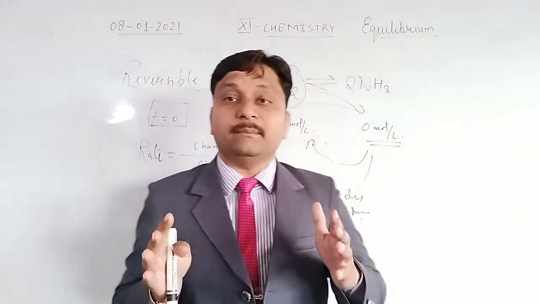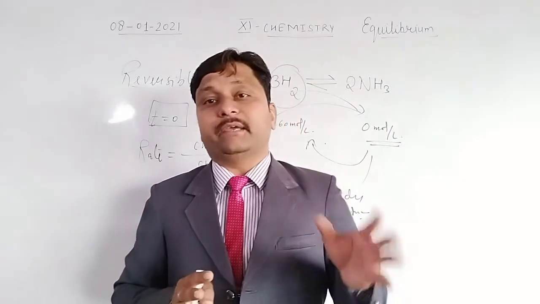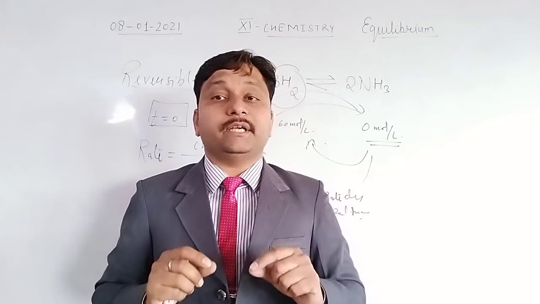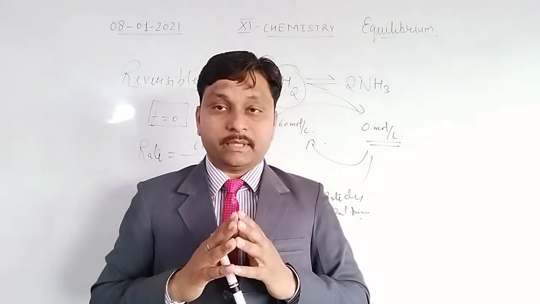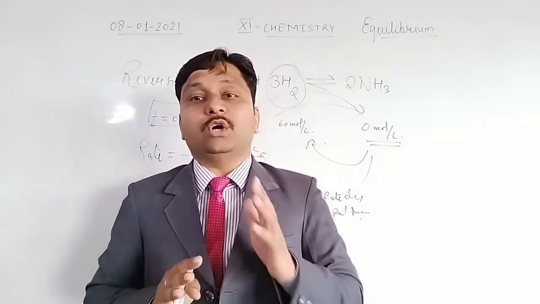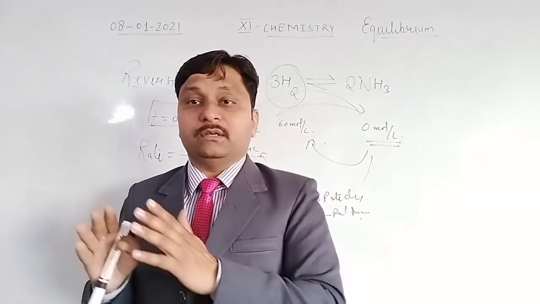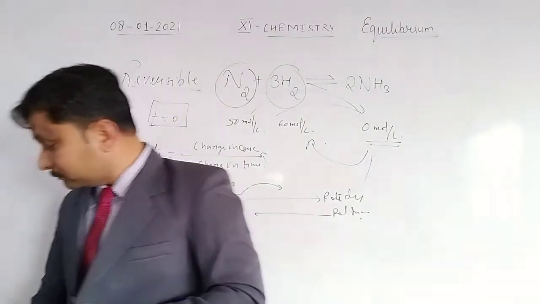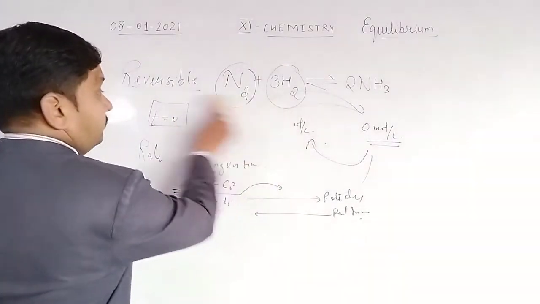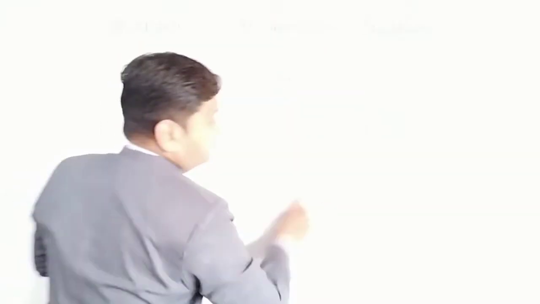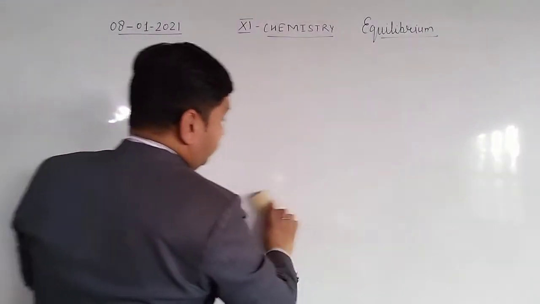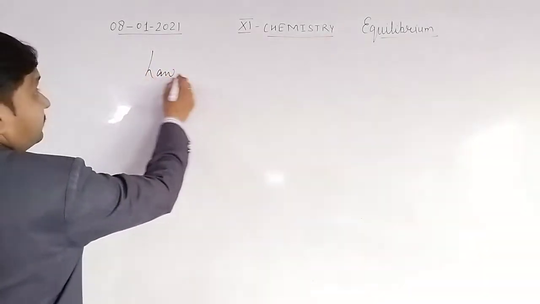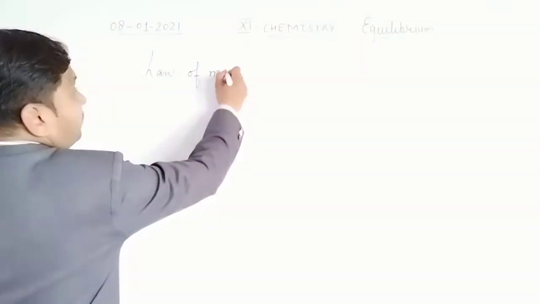There were two scientists, number one Guldberg and second is Waage. Guldberg and Waage related concentration and rate of reaction, and this law is known as the law of mass action. So first of all we start here the law, that is the law of mass action.